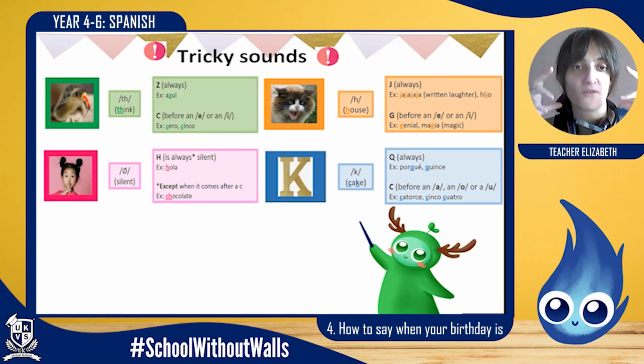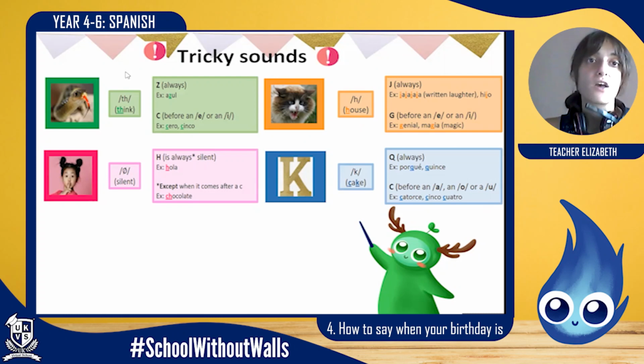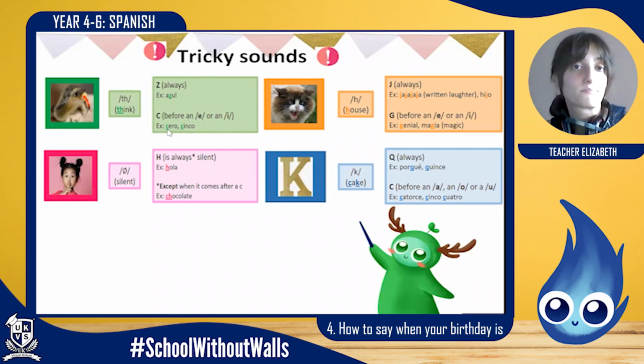So we are aware of the tricky sounds that we've got in Spanish. For example, we've got this sound, just like "think". Which letter would that be? Eso es zeta. So azul, por ejemplo, which is light blue. Or the C. There are two different letters in Spanish that can produce the th sound. So the C, before an e or an i, por ejemplo, cero, cinco. I know that when I've got e or i after the C, I pronounce it as a th.